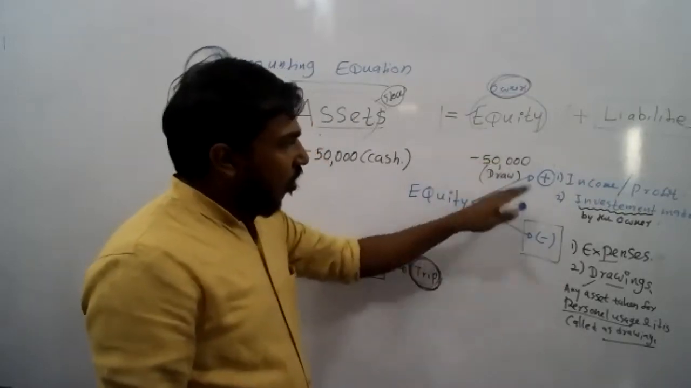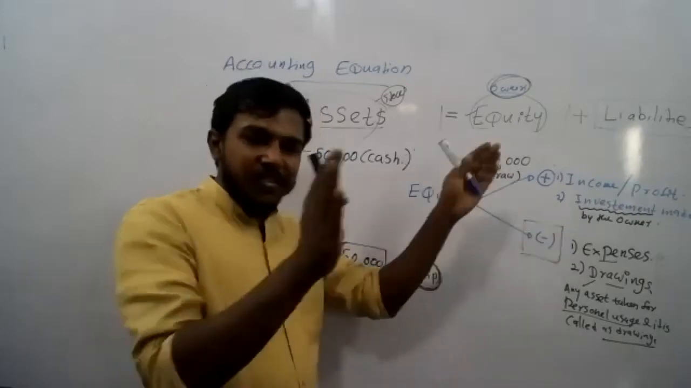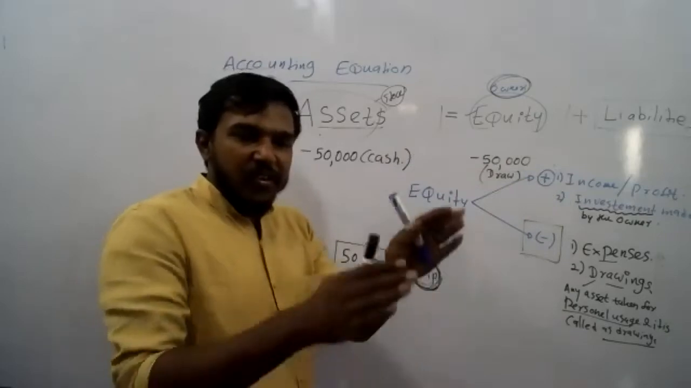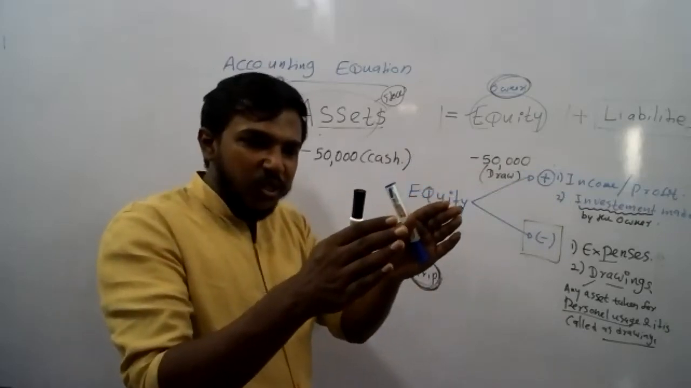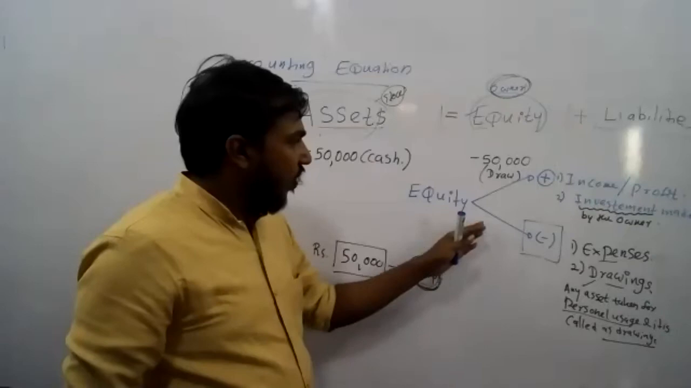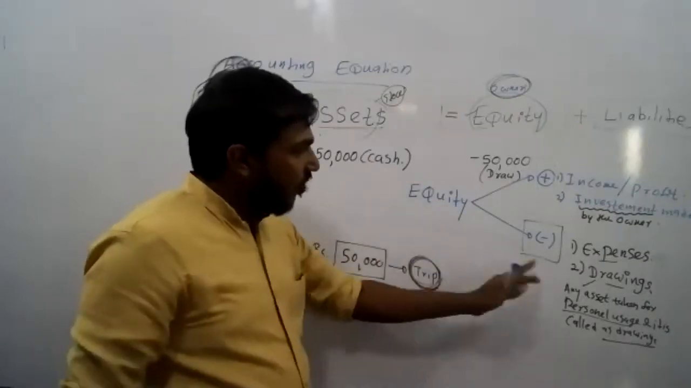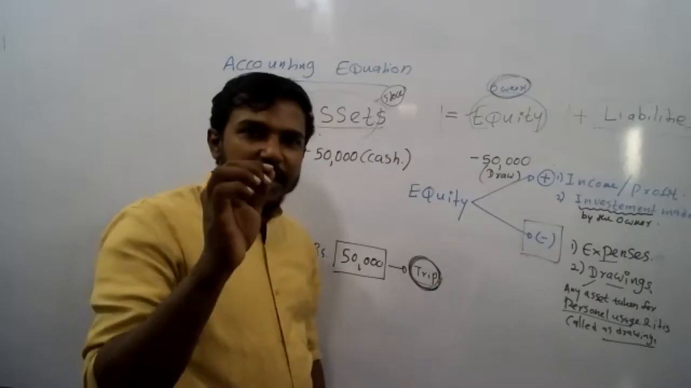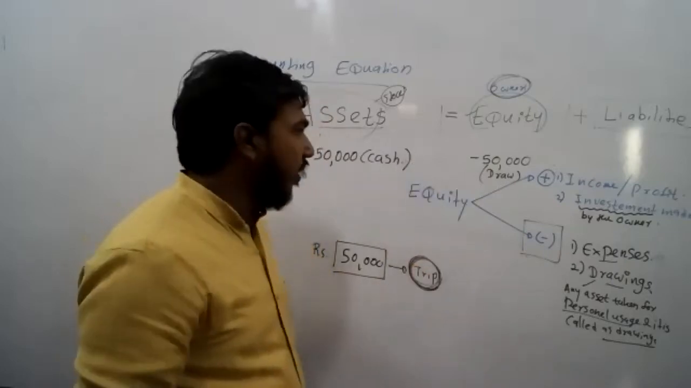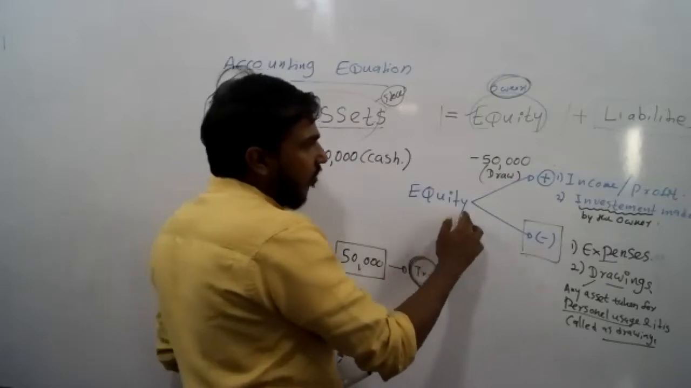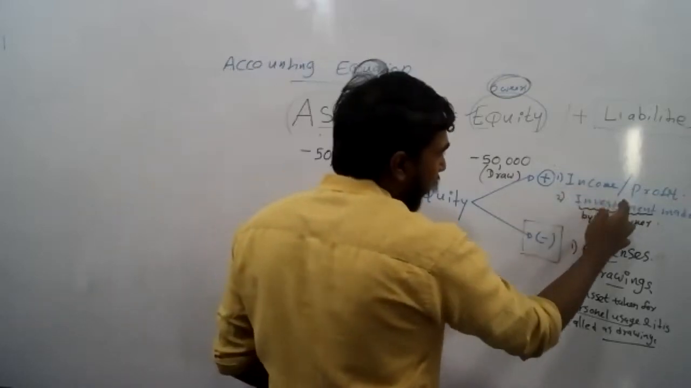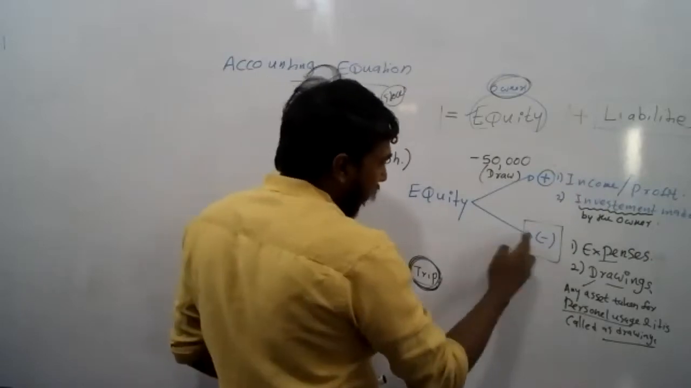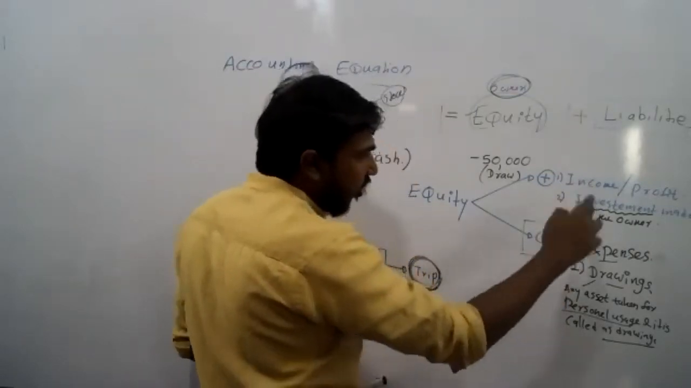Because if the owner invested, he brings the investment, he brings resources. It's plus. If the owner takes these assets for personal usage, it's drawing, so equity decrease. I want to make sure that everyone in this classroom takes down this. Equity increased because of income or the profit, investment made by the owner, right? Then equity decrease because of expenses or the drawings.